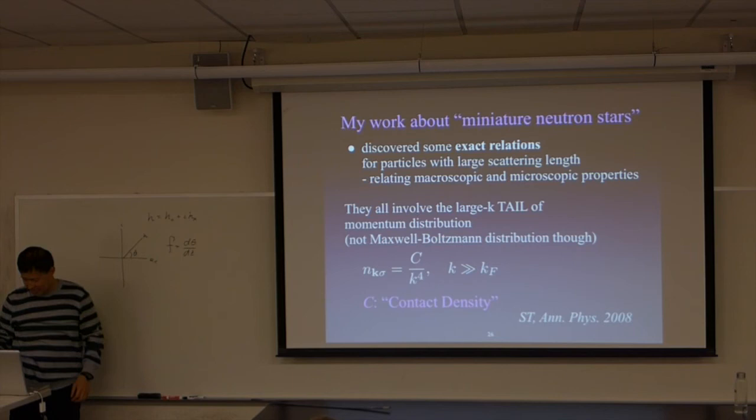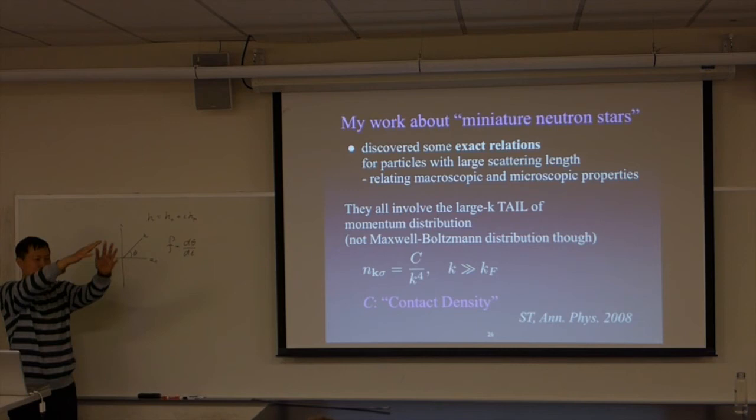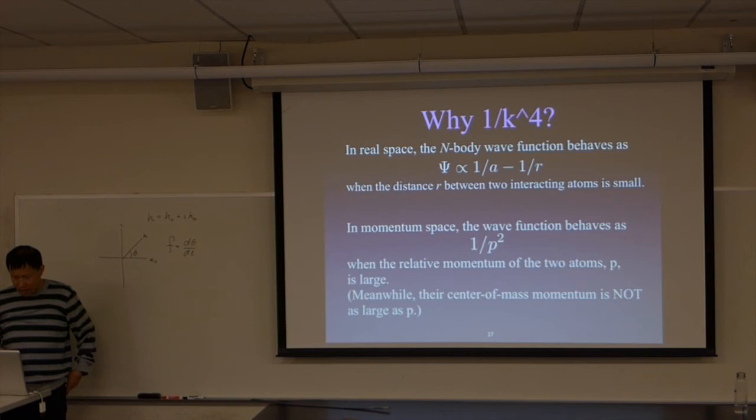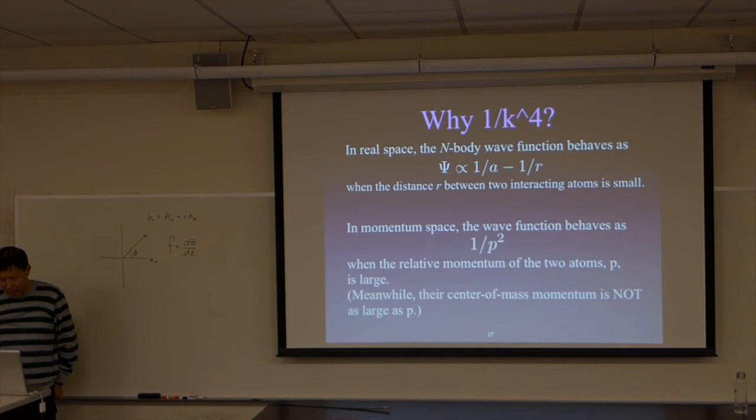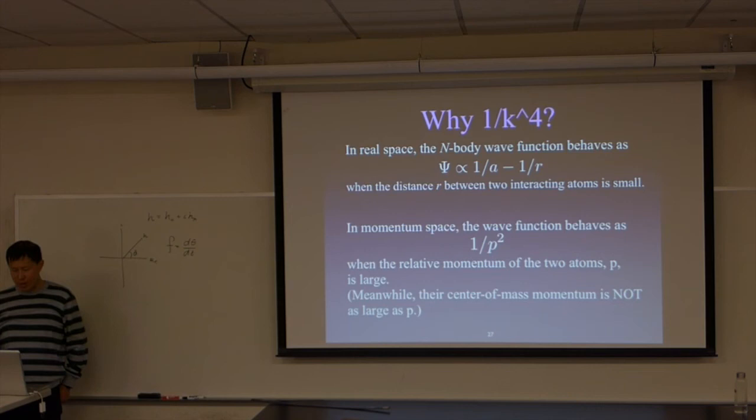But for interacting atoms, the velocity distribution is a sphere, and it has this. So I discovered some exaggerations. I won't have time to show them. So why do we have this tail, 1 over k to the fourth power? It has to do with the fact that the wave function has this 1 over r singularity. And you make a Fourier transform, you get 1 over p squared. And then you use Born's rule to take the square, you get 1 over k to the fourth power.